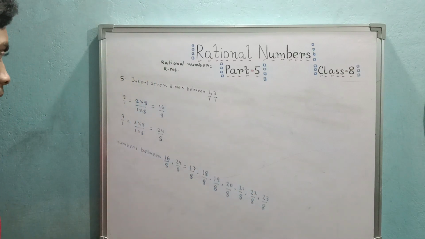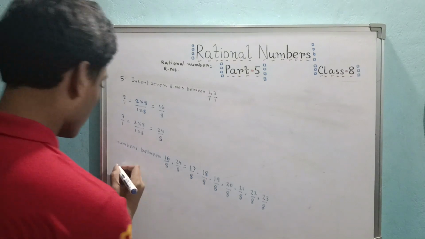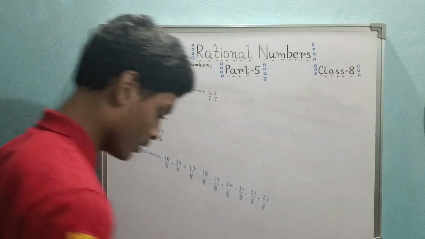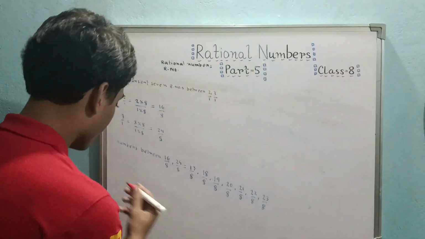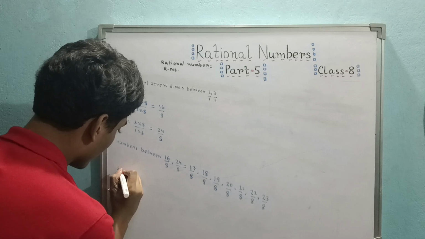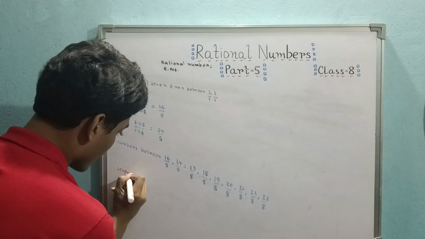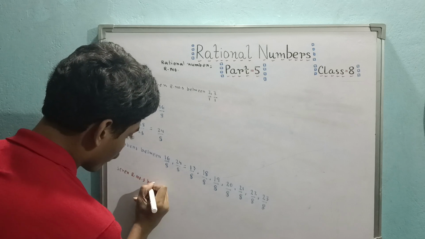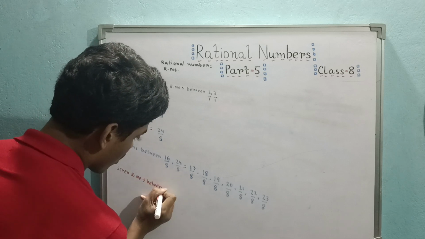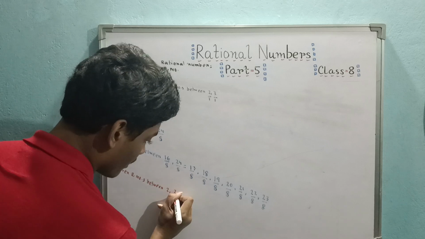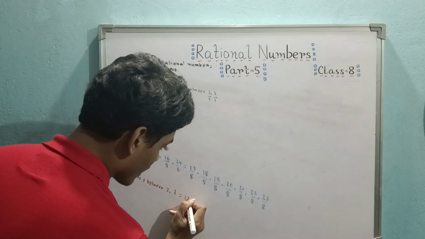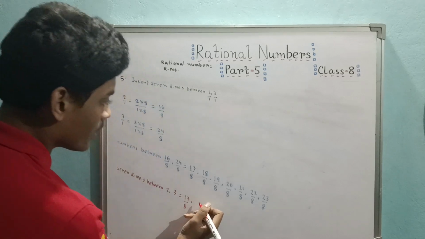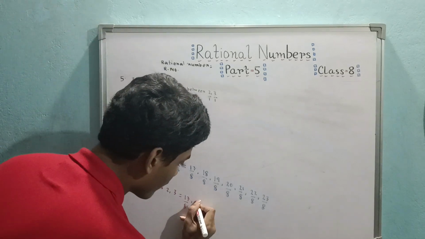Now, what is 16 by 8? It is 2. Therefore, let's use our finisher, red pen. So 7 rational numbers between 16 by 8, which is 2, and 24 by 8, which is 3. 17 by 8 can't be simplified. 18 by 8 can be simplified by dividing denominator and numerator by 2. It will be 9 by 4.